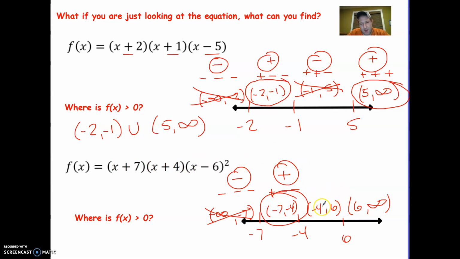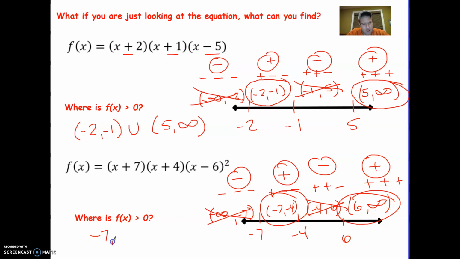And I'm down to a minute and a half. I'm just going to make it. 0 is in between. 0 plus 7 is positive. 0 plus 4 is positive. And 0 minus 6 is negative. This is negative, which means this is not a part of our answer. 8, positive, and then positive, and then positive. That's a positive, which means this is a part of our answer. And there's our answer. Negative 7 and negative 4, or from 6 to infinity.